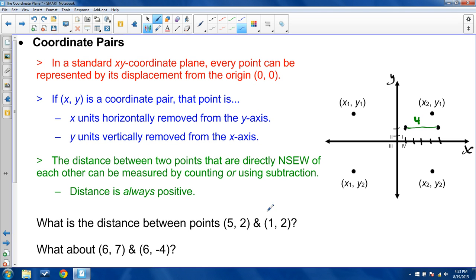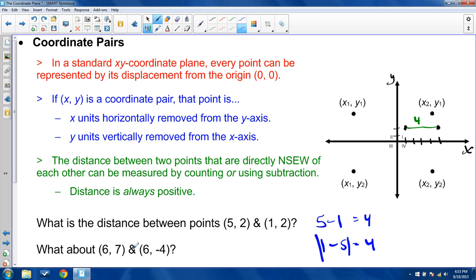Now, if I wanted to do a subtraction, I'd just say 2 minus 2 is 0. And I could just do 5 minus 1, which is 4. If I did 1 minus 5, I get negative 4, but remember, you can take the absolute value of it, and then it is 4 again.